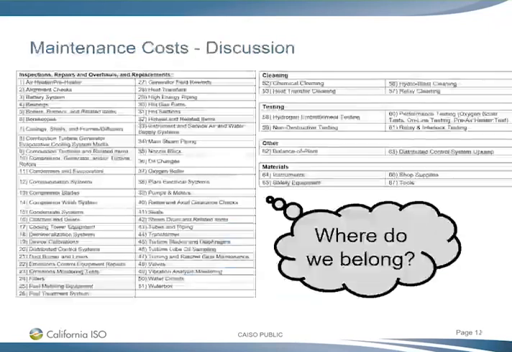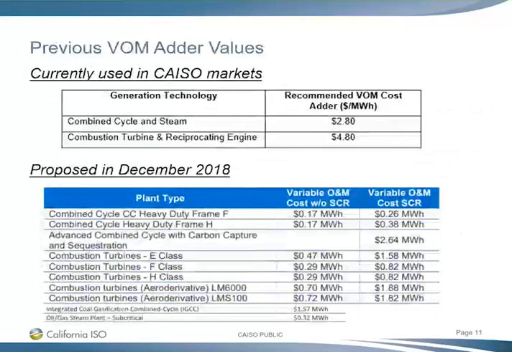Yeah, this is Anita from Southern California Edison. This proposed variable O&M cost from your previous study is only for the consumables. So what about those variable maintenance costs that we just discussed? Are you going to leave them out? Or where can we capture those costs?